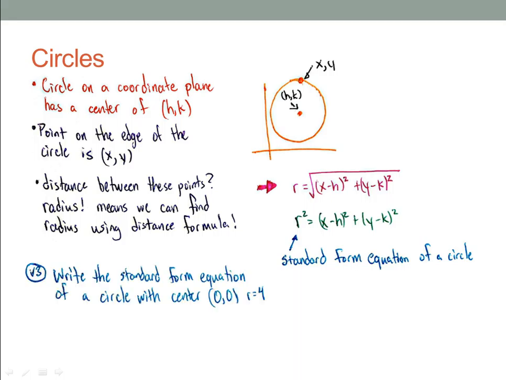Sweet. So what we can do is write the standard form equation of a circle if I give you some points. So the center's at 0, 0, and the radius is 4. It's fairly simple. Substitute it into my standard form equation of a circle.